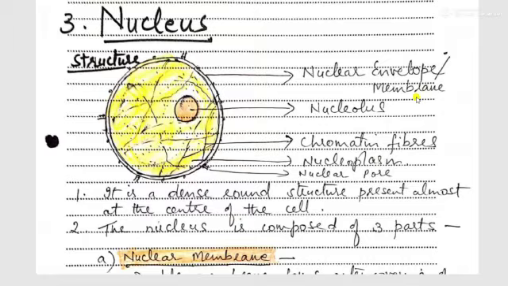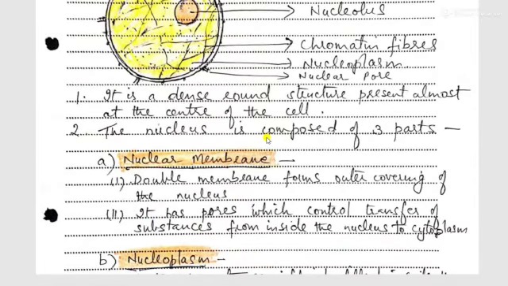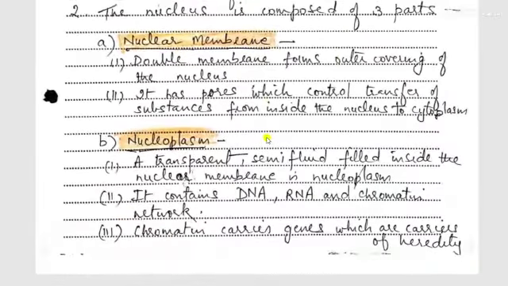Then the second part is nucleoplasm. Inside the nuclear membrane, the substance which is filled is called nucleoplasm. It is a transparent semi-fluid filled inside the nuclear membrane. Second point, it contains DNA, RNA and chromatin network. You can see fine thread-like structures inside this, which is called the chromatin network. Third, chromatin carries genes which are carriers of heredity. Means they transfer the characteristics of the parents into their offspring.